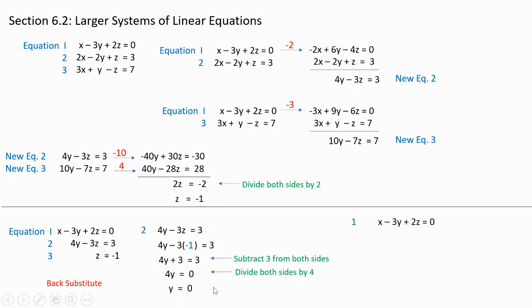So I already have the solutions for y and z, right? So now I'm going to go to number 1 and plug in the 0 for y and the -1 for z. So y is 0 and z is -1. So we get, this will be 0, so we get x minus 2 equals 0, so we add 2 to both sides. So x equals 2. So this is my solution of the system.